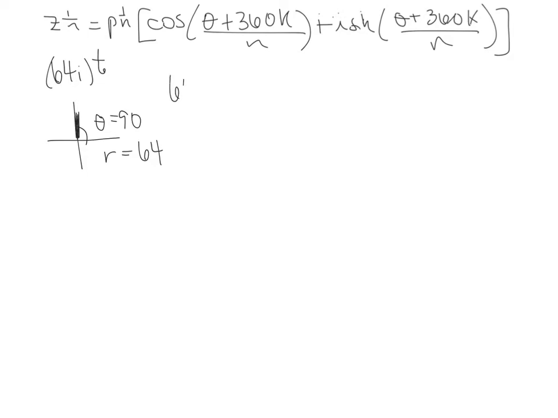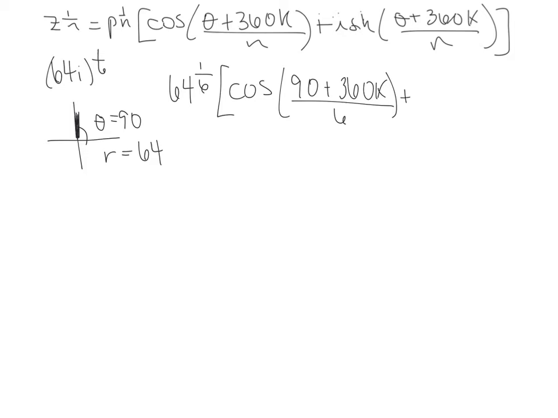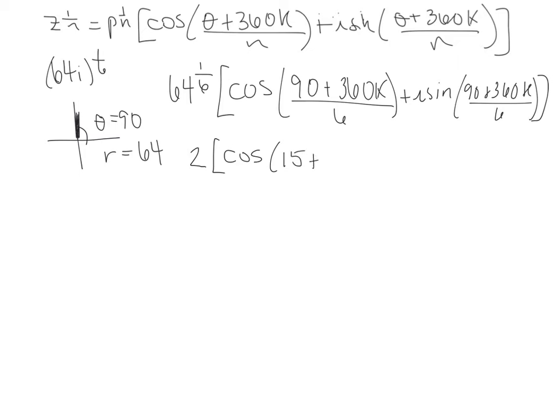So r is 64 to the 1 over n, which is to the 1/6, times the cosine of 90 plus 360k over 6, plus i times the sine of the same thing, which is 90 plus 360k over 6. And we'll just clean it up from here. So 64 to the 1/6 is 2. Bracket to the cosine of, 90 and 360 are both divisible by 6, so that's going to turn into the cosine of 15 plus 60k plus i sine of 15 plus 60k.